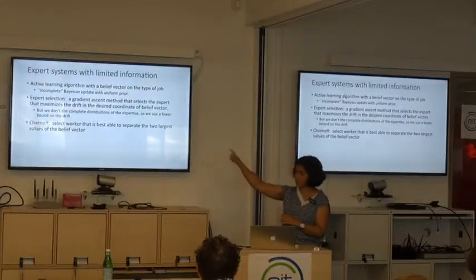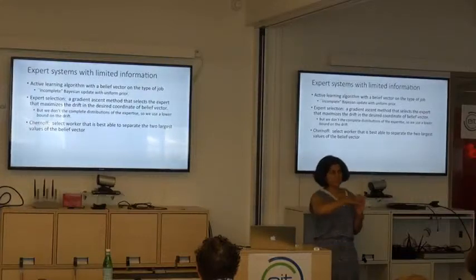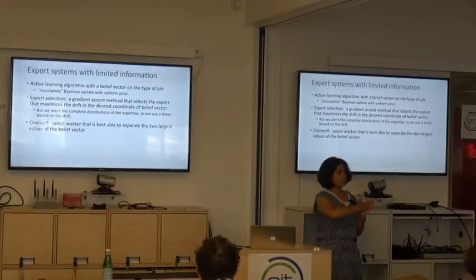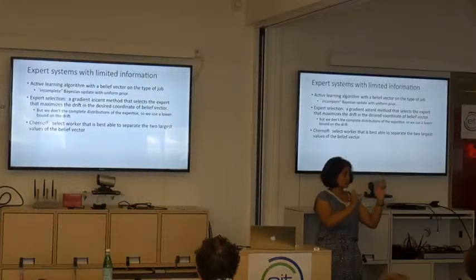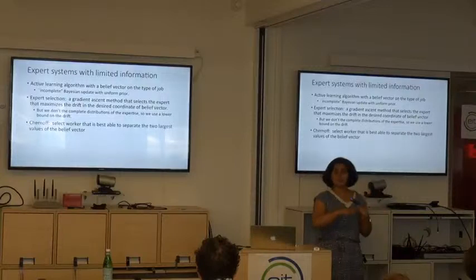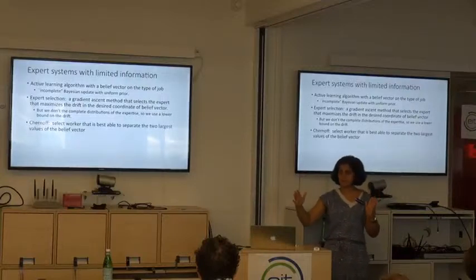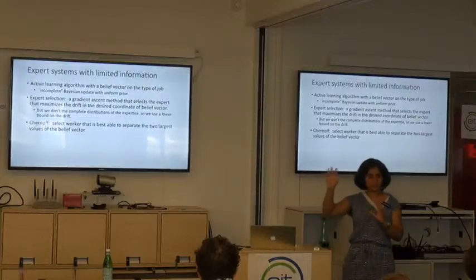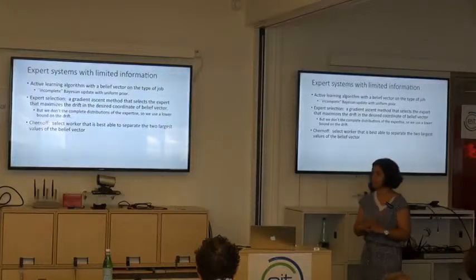Just the last point first, the way Chernoff does it is that because he's assumed the model where all the distribution is available, he looks at the belief vector, takes the two largest values of the vector, and then picks the expert that is best able to differentiate between these two values. We don't have that detailed information. We just have the J_W set of jobs that a worker knows.